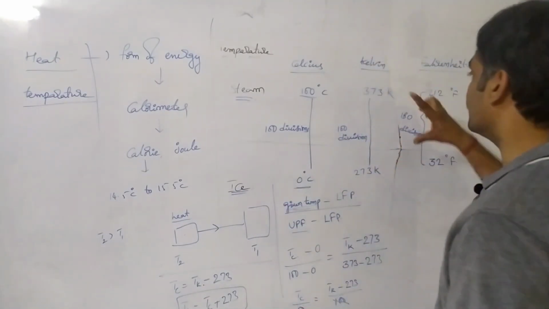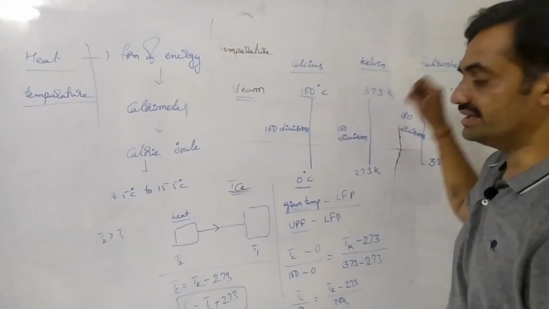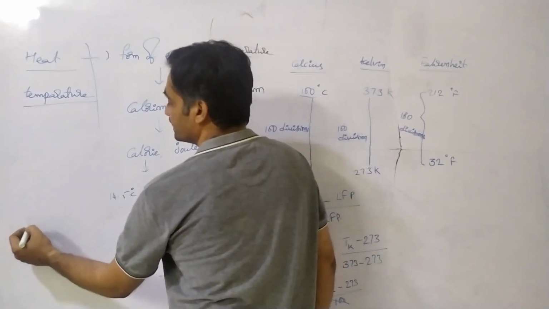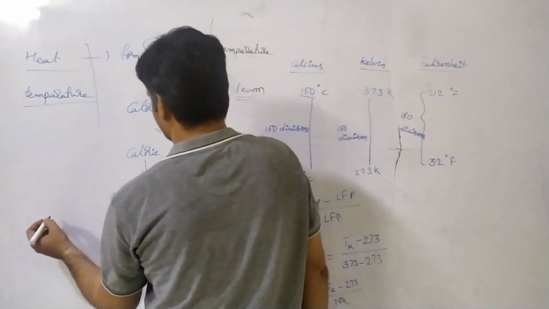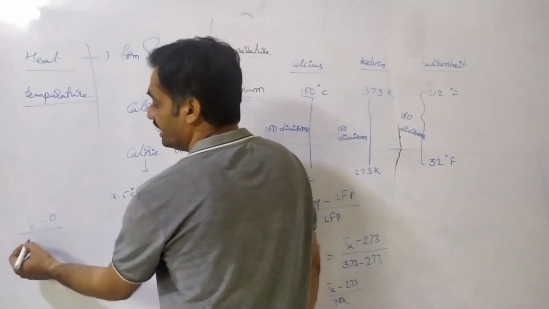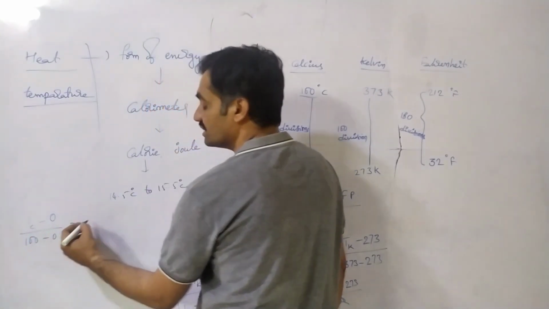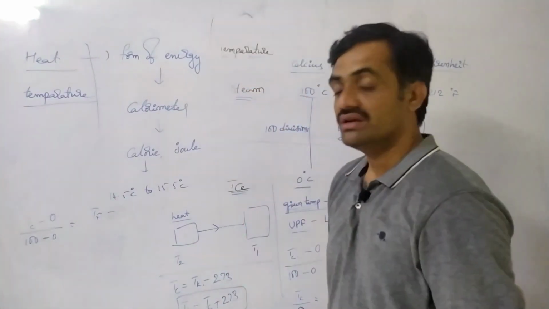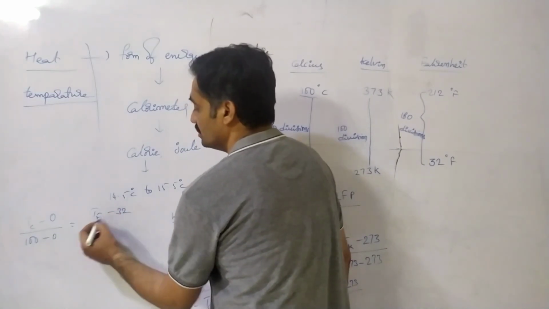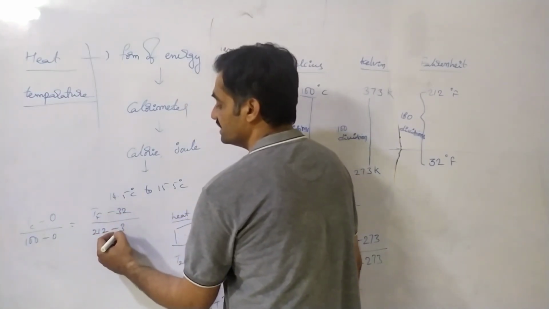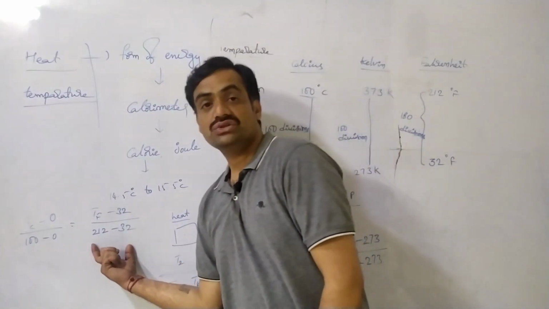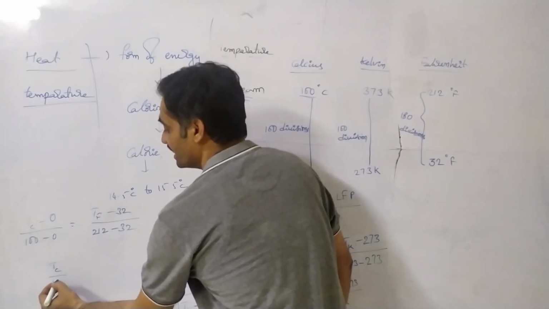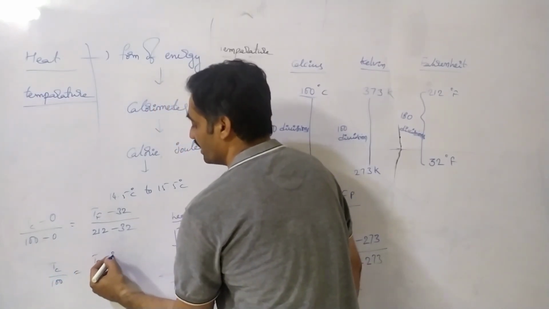Next, let us convert from Celsius to Fahrenheit. Observe the expression. (T_C - 0)/(100 - 0) = (T_F - 32)/(212 - 32). Observe that 212 minus 32 is nothing but 180. So the expression can be represented as T_C/100 = (T_F - 32)/180.